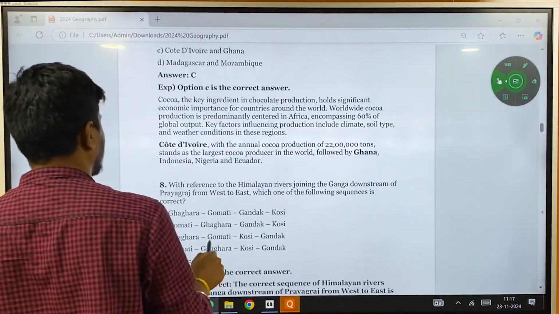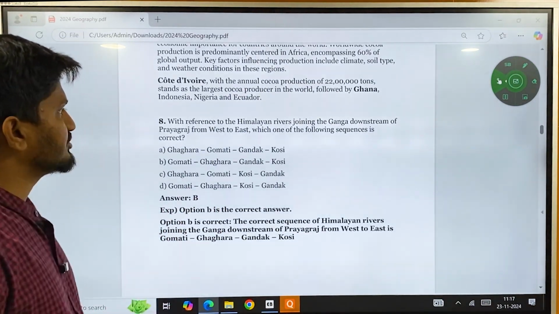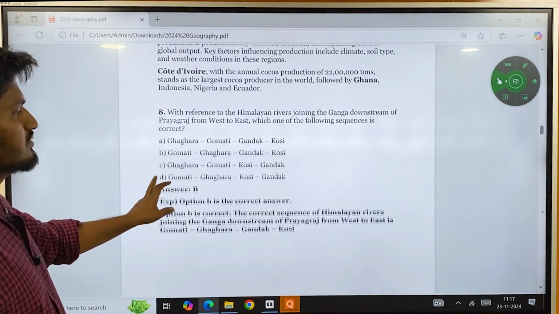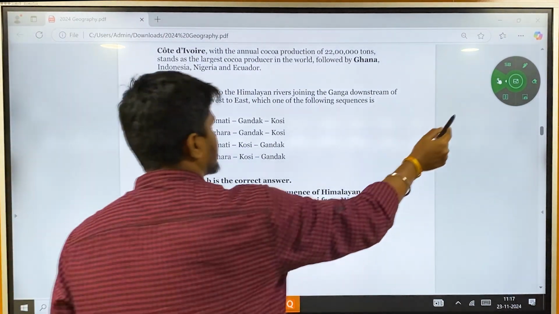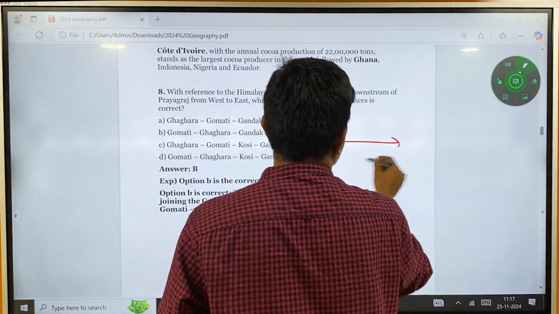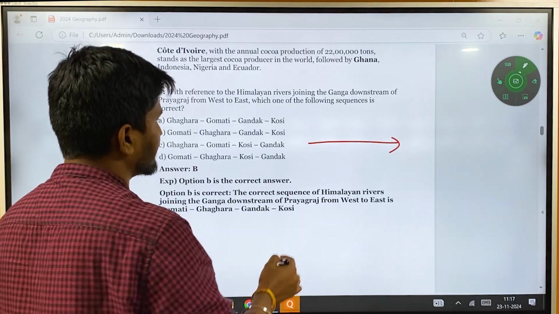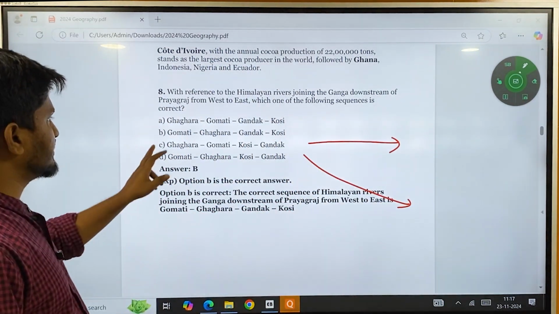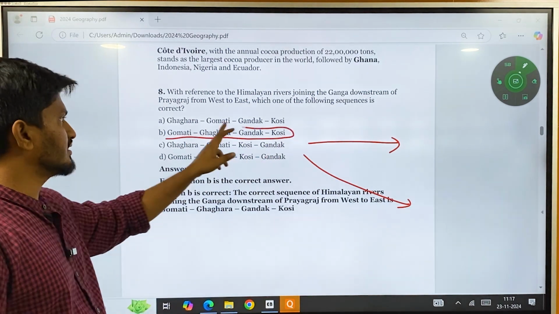And then question number 8, with reference to Himalayan rivers joining the Ganga downstream of Prayagraj from the west to east, meaning the direction is going this way. In terms of the Ganga, it should go like this. Okay, so the correct answer here is option B, that is Gomti, Ghagra, Gandak and Kosi.